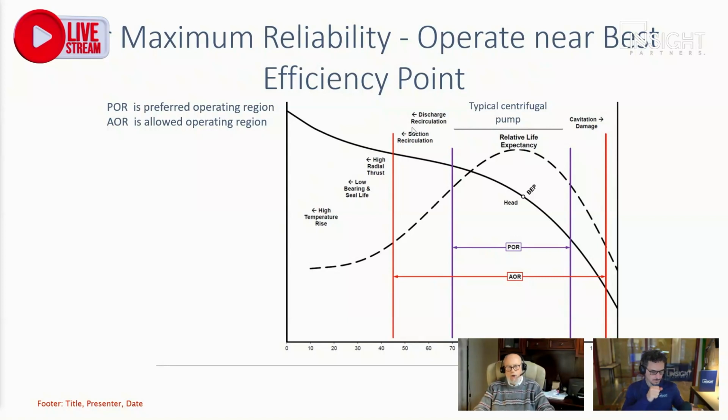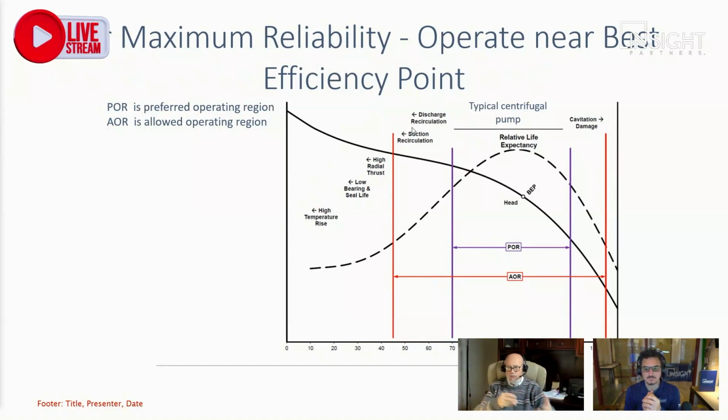So the discharge water can actually move through the casing and go back onto the suction side, and I get discharge recirculation. If I have excess wear at the impeller eye, I can get suction recirculation there. All those things can happen if I'm operating further and further away from best efficiency point.